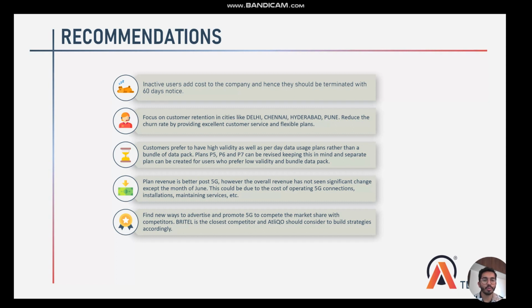And also, it's very important to focus on customer retention, the people who are on the verge of leaving the company or leaving the subscriber services. Those are the customers that need to be focused on. It's the right promotion and advertisement that will go far to gain more market share than Britel currently has.